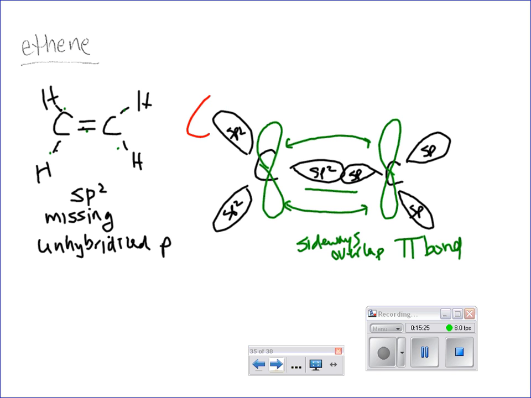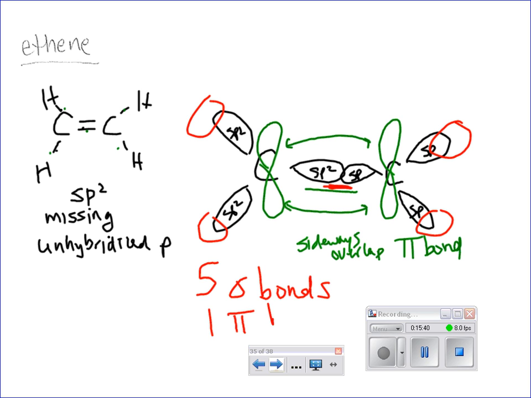So how many sigma bonds are in this picture? Well, I forgot to draw the hydrogens. That would help. But yeah, 1, 2, 3, 4, 5. So 5 sigma bonds. And how many pi's? 1 pi. And really right now, the only thing that's going to make your pi bonds are your unhybridized p's. So how many areas will we only see pi bonds in? 1 and 2 areas.